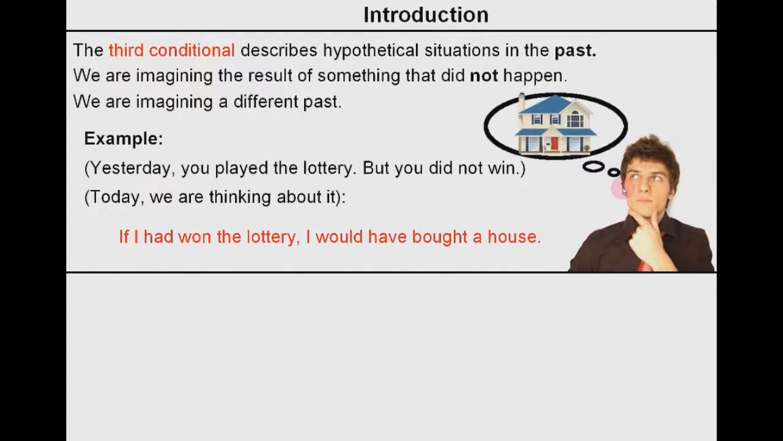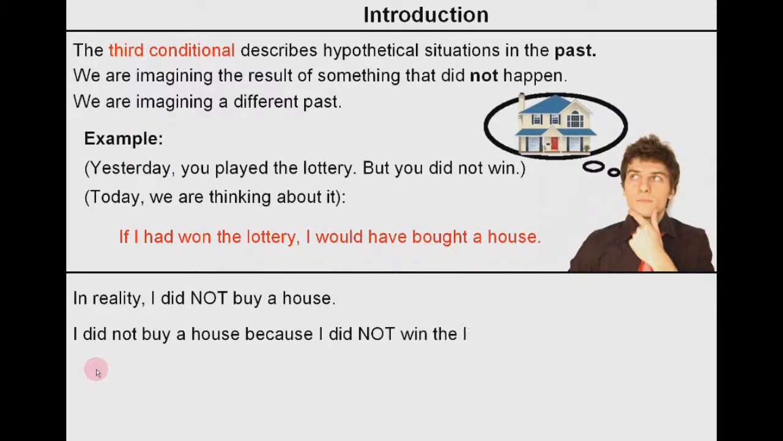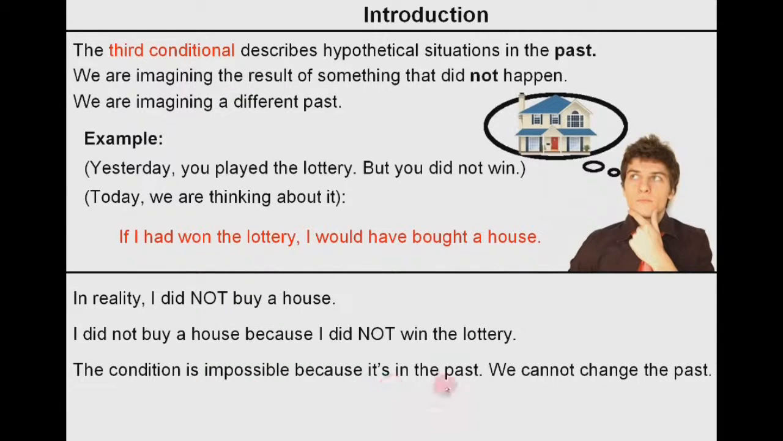Okay, so you can see the person is imagining the past. He is imagining a different past. Because in reality, I did not buy a house. And I did not buy a house because I did not win the lottery. The condition is impossible because it's in the past, and we cannot change the past. So this is the condition, and this is impossible.